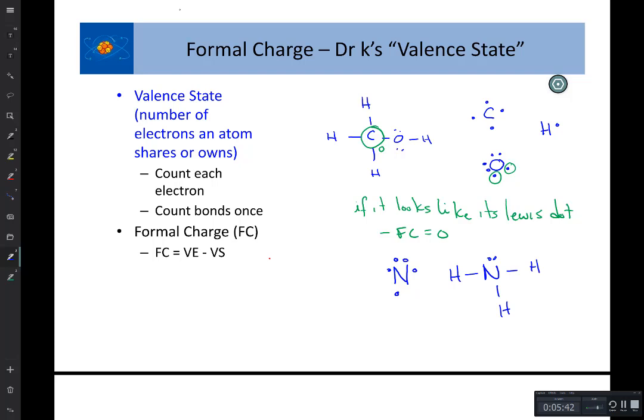That's how many electrons it has. It has the 5. And so, how many is it supposed to have? It's supposed to have 5. So you take the 5 valence electrons, you subtract the valence state, which is 5, and your formal charge is 0. So you can calculate what the formal charge is just based on that concept. We're going to apply that to a whole bunch of different atoms. Okay, so let's do that. And if you have questions, feel free to stop me.